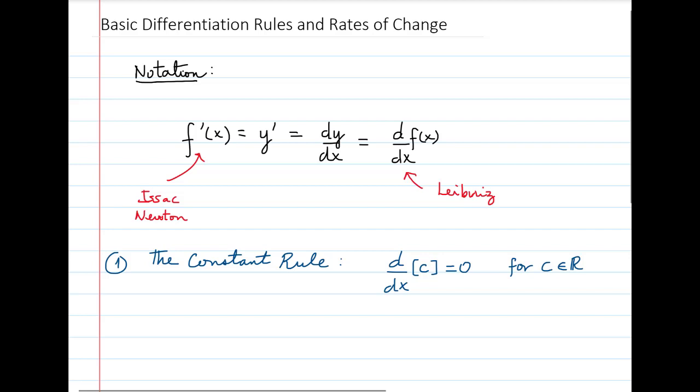So here we have this first rule. The constant rule basically says, and I'm using Leibniz notation here, we're taking the derivative of a constant with respect to x, and x in general is going to be our input variable. But if we just have a constant, where c is just any real number, any constant, this is going to be equal to 0. So a couple ways to see it.